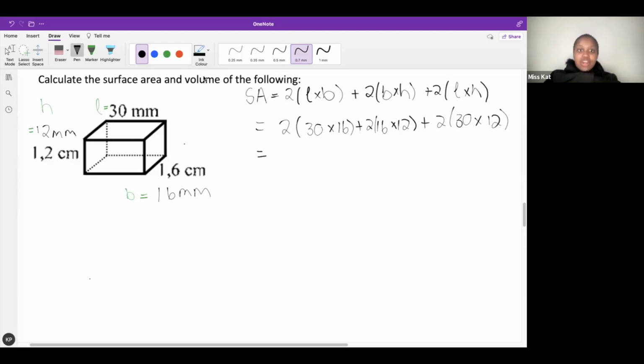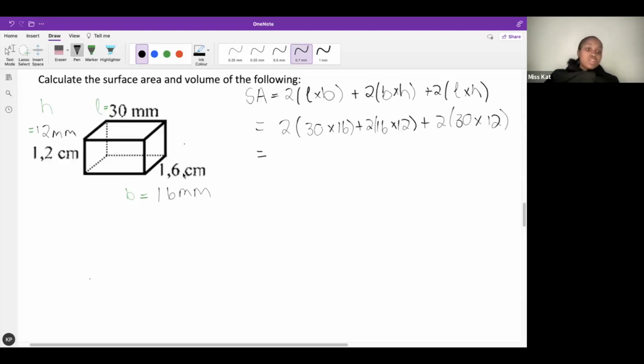Can you say surface area? That's also correct because that means you took out a common factor of 2. So instead of writing 2 100 times, you take out 2 as a common factor and then you say length times breadth plus breadth times height plus length times height.